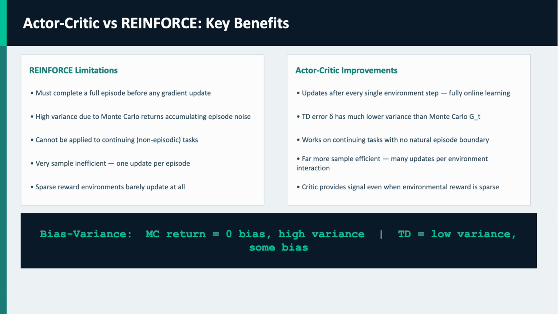Actor-critic addresses every one of these problems. Updates happen after every single step, with no waiting for episode end, which means it works on continuing tasks, provides far more gradient updates per unit of environment interaction, and generates much lower variance updates because delta involves only a one-step look-ahead rather than a full trajectory sum. The critic also provides a meaningful signal even when environmental reward is sparse. The value function can distinguish a good state from a bad one even if no reward has been received yet. The price is bias from the critic's approximation error, but in practice this trade-off is almost always worth it.